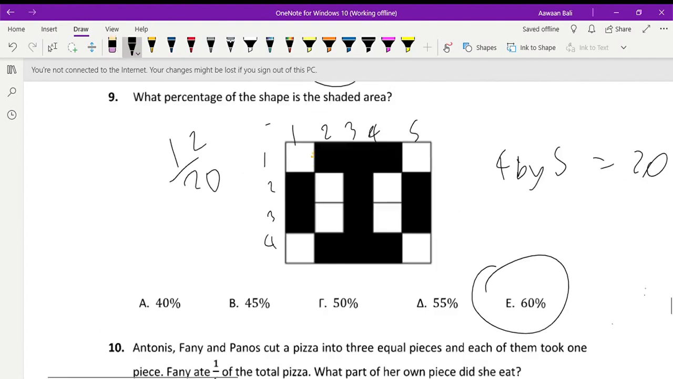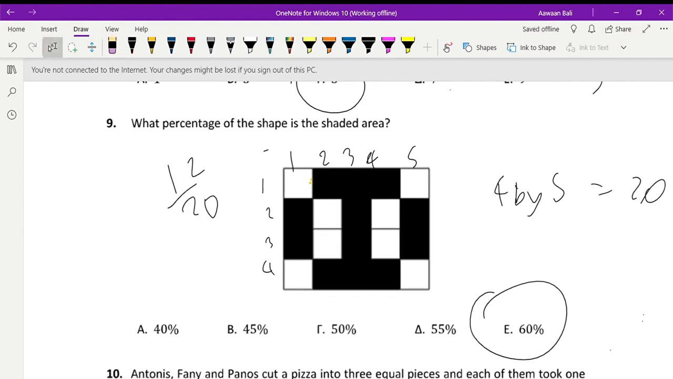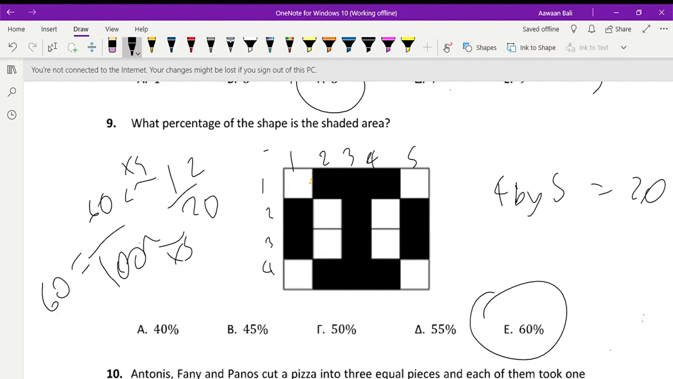And then it's asking the percentage of the shaded part, which means since we know percentages are upon 100, you can multiply both sides by 5. So multiply by 5, you get 60 upon 100, which is equal to 60%.